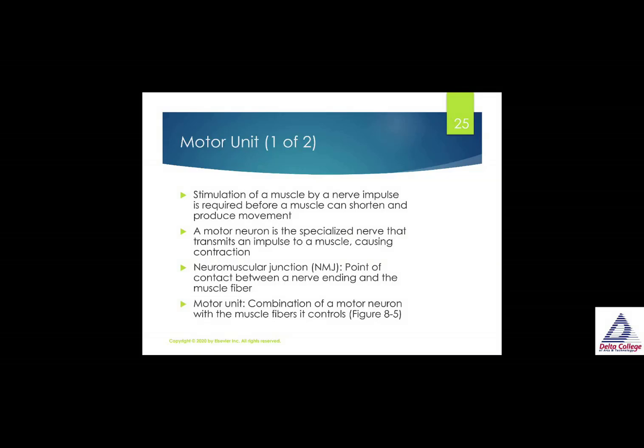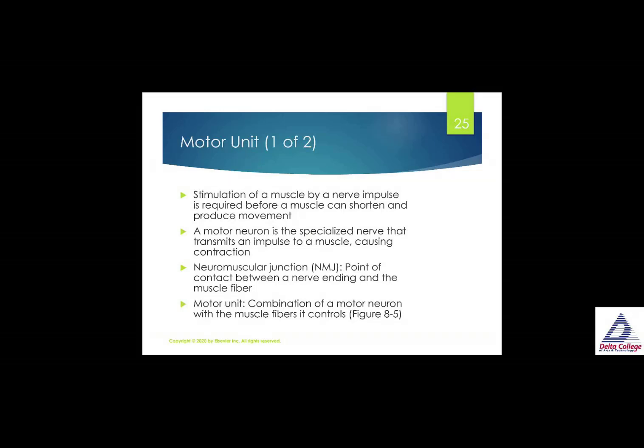So let's go in specific to our motor unit. The motor unit is a stimulation of muscle by a nerve impulse, and it's required before a muscle can shorten and produce a movement. A motor neuron is the specialized nerve that transmits an impulse to a muscle causing contraction. Now, the neuromuscular junction, very important here, is the point of contact between a nerve ending and the muscle fiber. The motor unit is a combination of the motor neuron with the muscle fibers it controls.